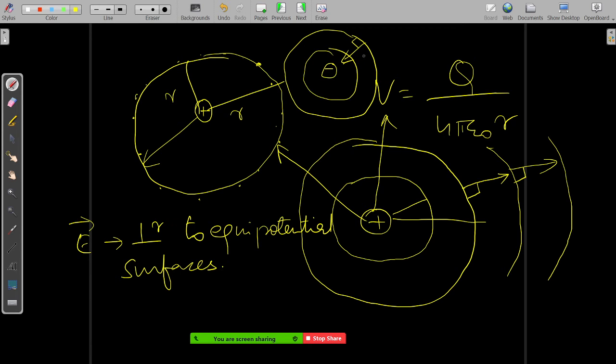And in this case, what will happen? There will be negative potentials. So here the potential will be higher in terms of negative value. And here the potential will be lower in terms of negative value. This is R1, and let's say this is R2. So still you can see that the electric field is in the opposite direction of the increasing potential.